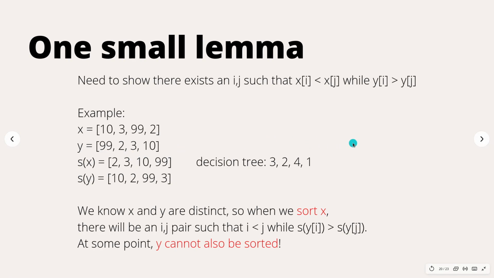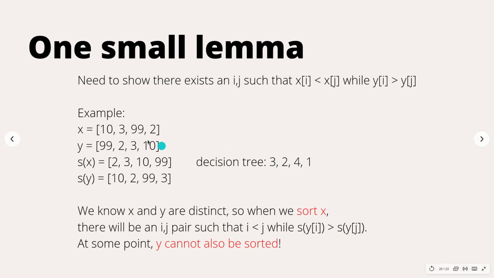We'll define function s, which basically sorts x. So we apply this permutation to x, so it becomes 2, 3, 10, and 99. We plug x into s, and it just gives sorted order. That's what that function does, it sorts x. And applying the decision tree, we get 3, 2, 4, 1. So the first element is the third largest element, the second element is the second smallest element, the third element is the largest element, the last element is the smallest.